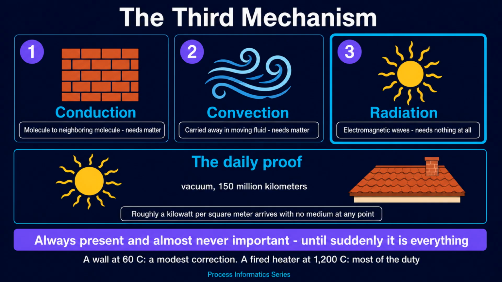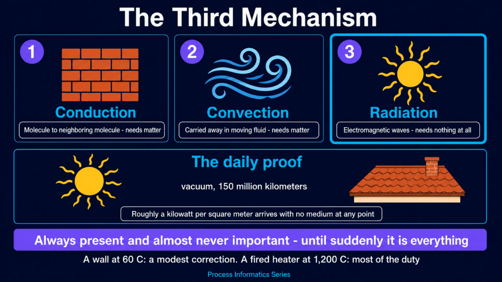Radiation does not stop. Every surface above absolute zero emits energy as electromagnetic waves, and those waves travel perfectly well through nothing at all. The proof arrives every morning. Sunlight crosses 150 million kilometers of vacuum to warm a rooftop, with no medium at any point along the way. Nothing conducts across that gap, and nothing convects across it, yet roughly a kilowatt per square meter arrives. The awkward part for the practicing engineer is that radiation is always present and almost never important, until suddenly it is everything.